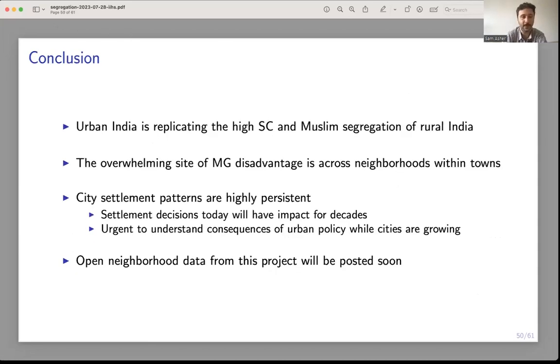I think I've gone on long enough, and I really want to hear people's questions. Urban India seems to be replicating the very high degrees of segregation among SCs and Muslims that we've seen in rural India for a very long time. The overwhelming share of the disadvantages that we document in access to public facilities among SCs and Muslims is coming at the neighborhood level within towns.